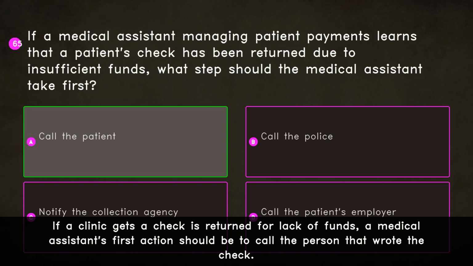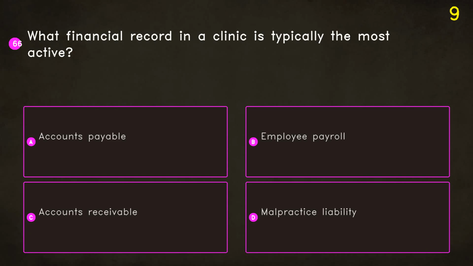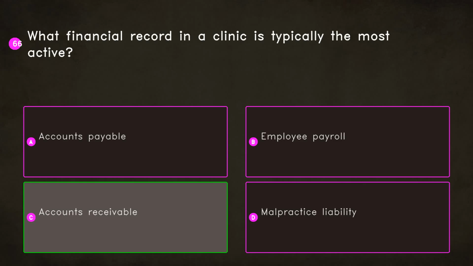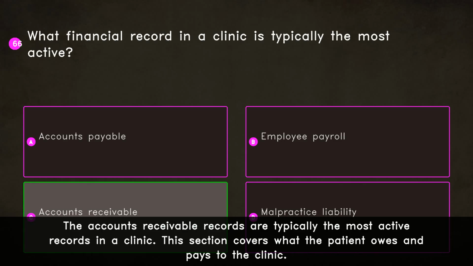Question 66. What financial record in a clinic is typically the most active? A. Accounts payable. B. Employee payroll. C. Accounts receivable. D. Malpractice liability. The correct answer is accounts receivable. The accounts receivable records are typically the most active records in a clinic. This section covers what the patient owes and pays to the clinic.